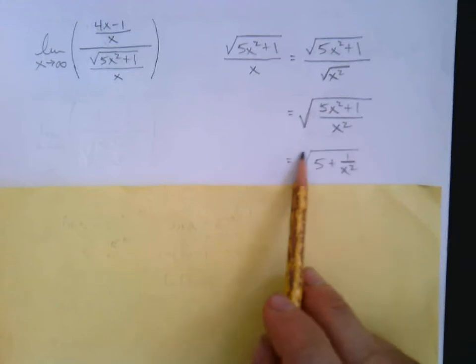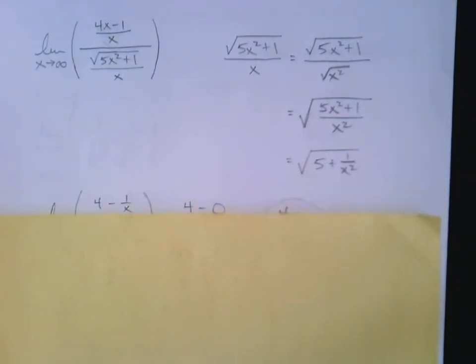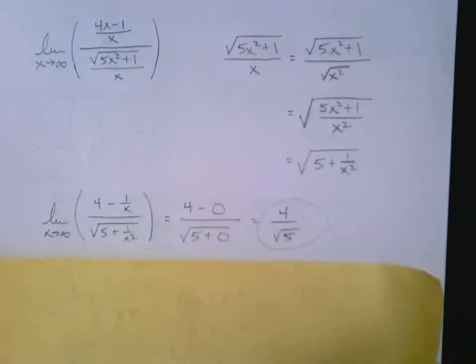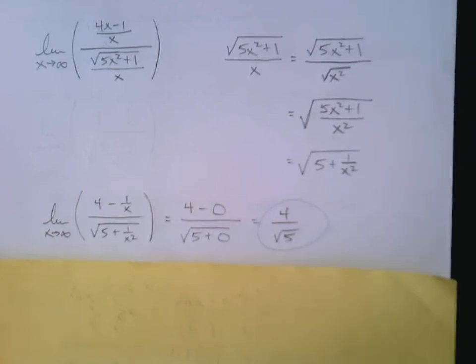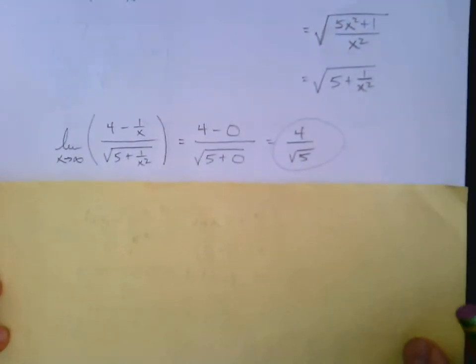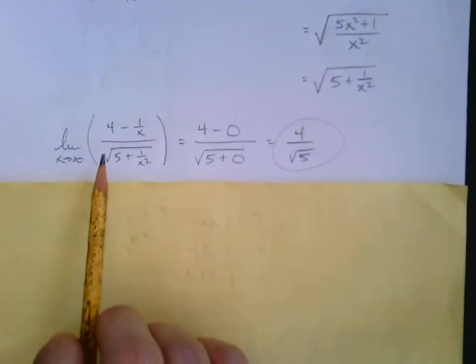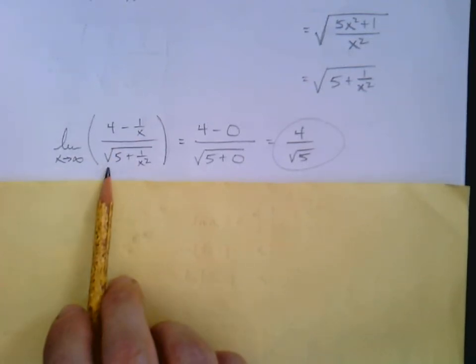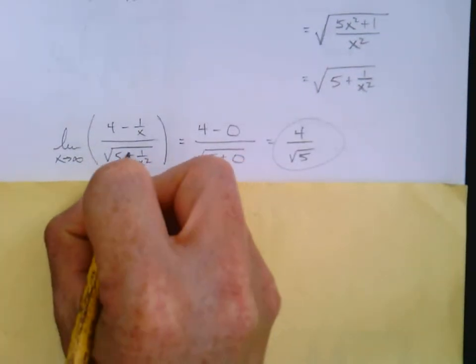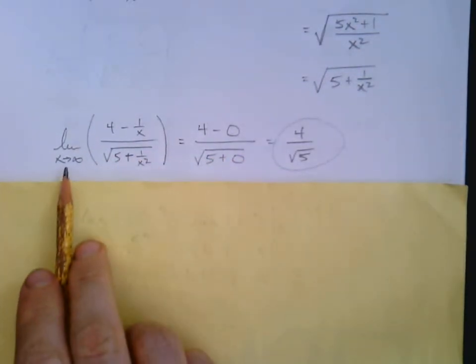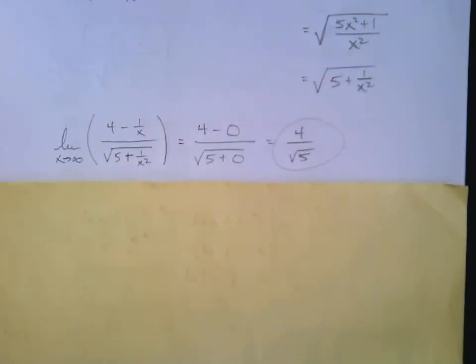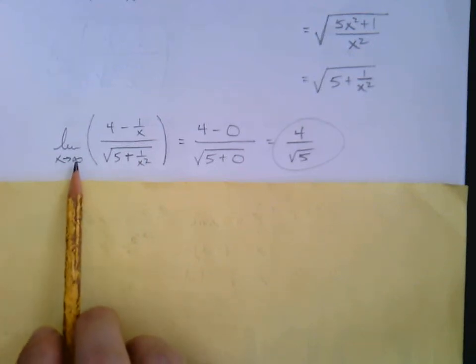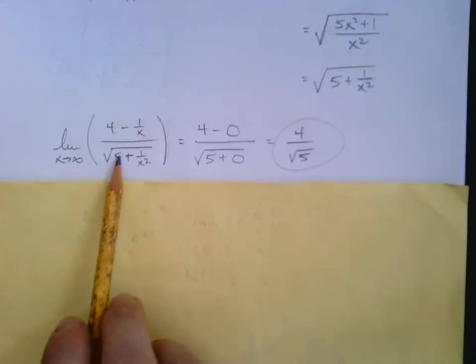Okay, so I'll take that whole thing, I'll put it back into my denominator, and you can see the rest of my work there. So our numerator, we know, becomes 4 minus 1 over x. Our denominator, the square root of 5 plus 1 over x squared. We've got our limit as x approaches infinity. And now we're going to look at each part separately.